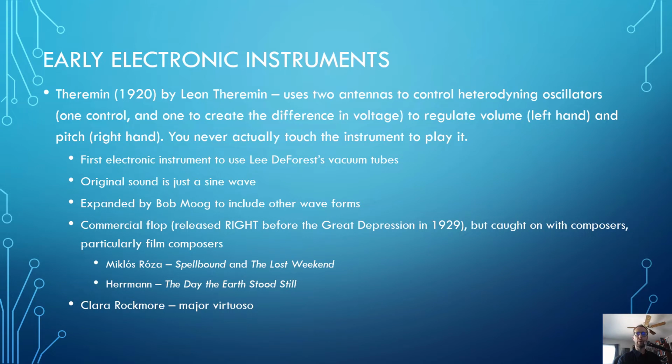Following into the 20th century, we have one of the big ones, the theremin, by Leon, also known as Lev Theremin, a Russian inventor who really led probably the most interesting life in the history of 20th century musicians. The theremin is the only instrument that you play without actually touching. You have two antennas, one vertical and one horizontal. And they are both connected to heterodyning oscillators. One controls the pitch, that would be the vertical, and the other regulates volume. So you never actually touch the instrument.